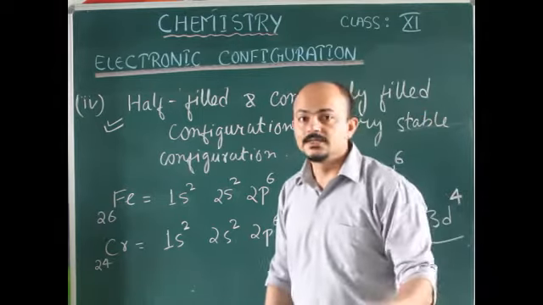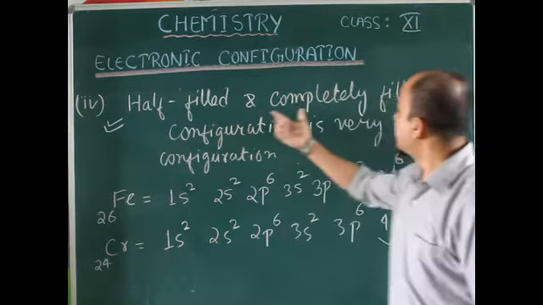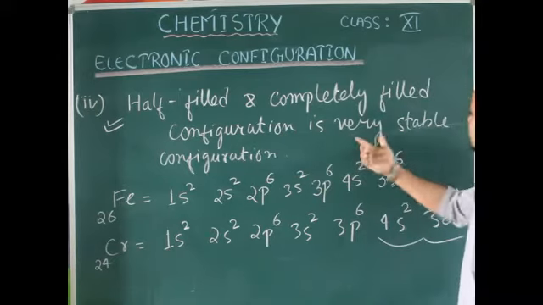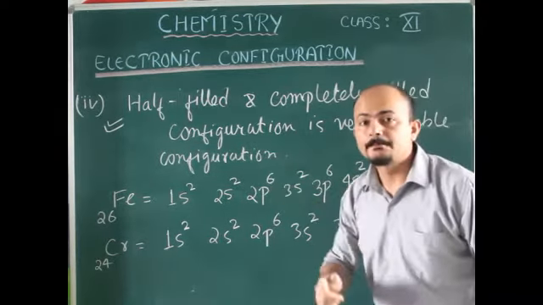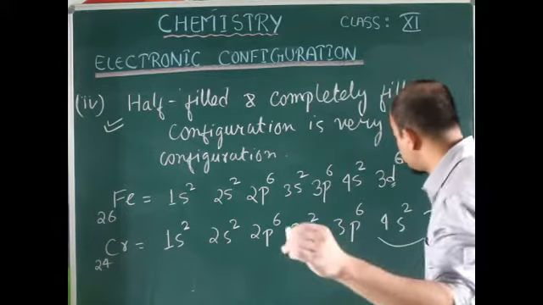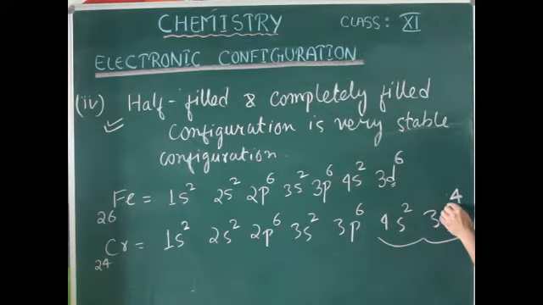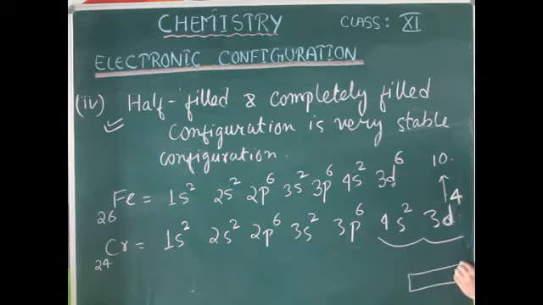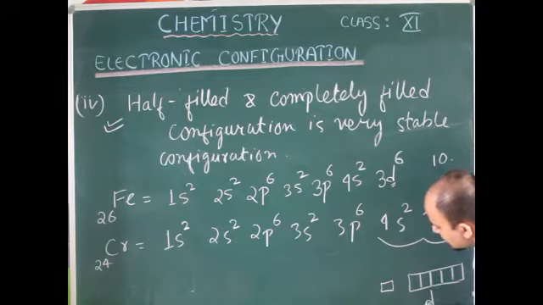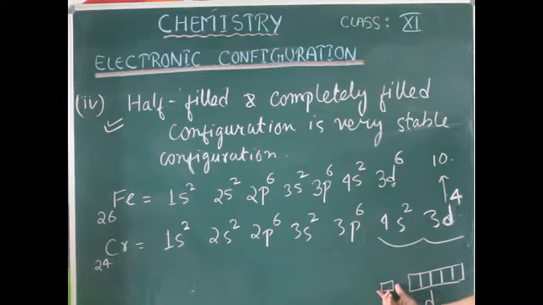But listen carefully here. Half filled and completely filled configuration is a very stable configuration and is the preferred configuration. Now let me tell you that here, the maximum capacity of the d subshell is what? Holding 10 electrons. If it is holding 10 electrons, then how many orbitals will it have? 1, 2, 3, 4, 5. Yes or no? This is d and this is s. s has only one orbital where 2 electrons can be accommodated.